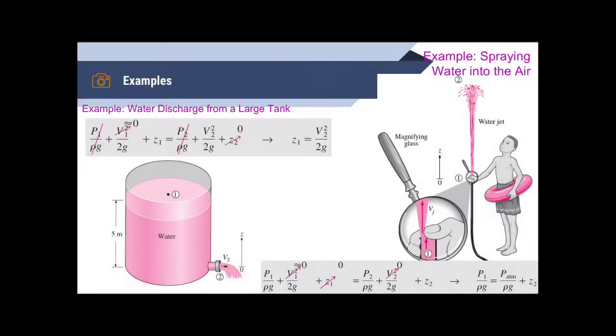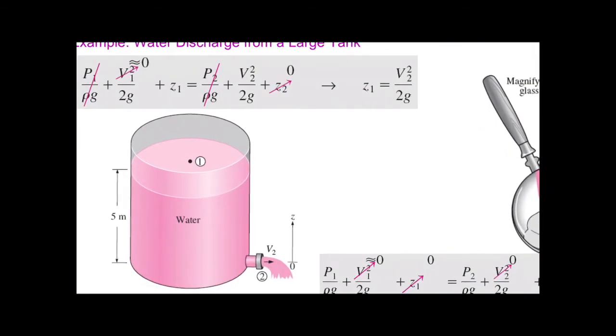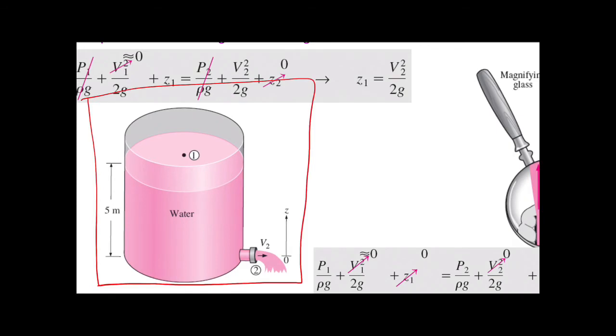Okay, let's see a few examples. How can we use the Bernoulli equation to measure fluid properties at specific locations? For example, look at this water discharge from a large tank. Specifically, this question wants us to find the velocity at the outlet of the tap. So this is the large water tank, this is the tap where the water flows out, and they give us two locations. The first is point 1 at the surface of the water in the tank. Point 2 is at the cross-sectional area at the outlet. They want us to calculate the velocity at point 2.